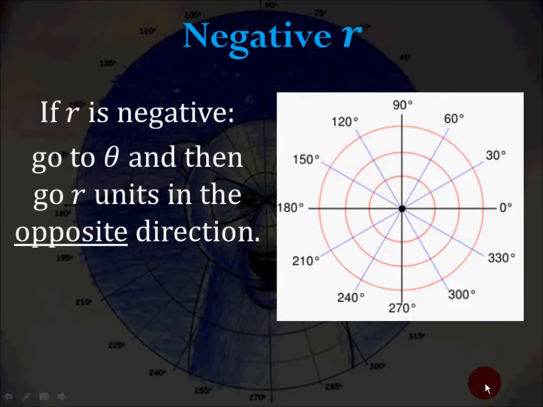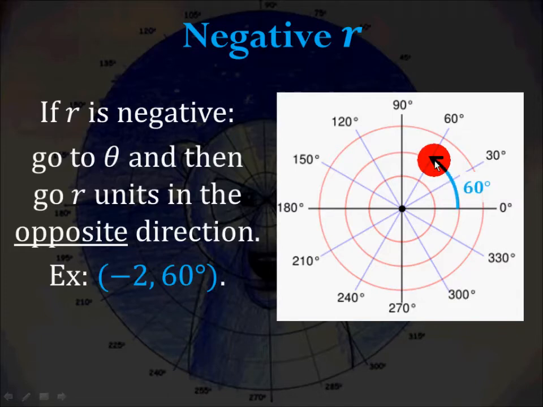If you had a negative R, it's not a problem. You would just go to theta and then go R units in the opposite direction from the pole. So let's see how this works. If you were to graph negative 2, 60, you still pick the second concentric circle and you still go counterclockwise 60 degrees. But instead of plotting the point here 2 units from the center, you are going to go the other direction. You're going to put a point 2 units from the center in the opposite direction. So your final point is actually down here.